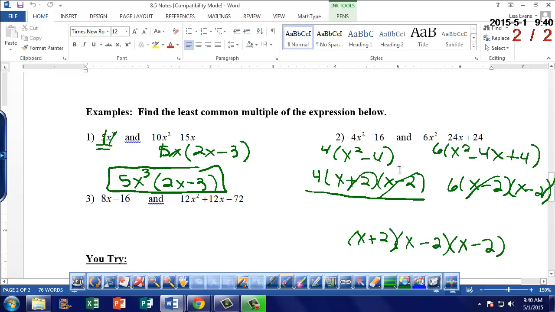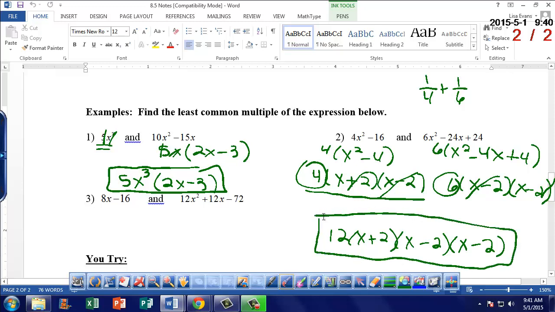Now, this one has a 4, and this one has a 6. So think back when you were younger and you were adding fractions. If I were to add 1/4 and 1/6, what would I make that denominator? So what's the least common multiple between 4 and 6? And it's 12. If I multiply 4 by 3, I get 12, and if I multiply 6 by 2, I get 12. So I need the number 12. This would be my least common multiple. Okay? All right, let's try this problem.